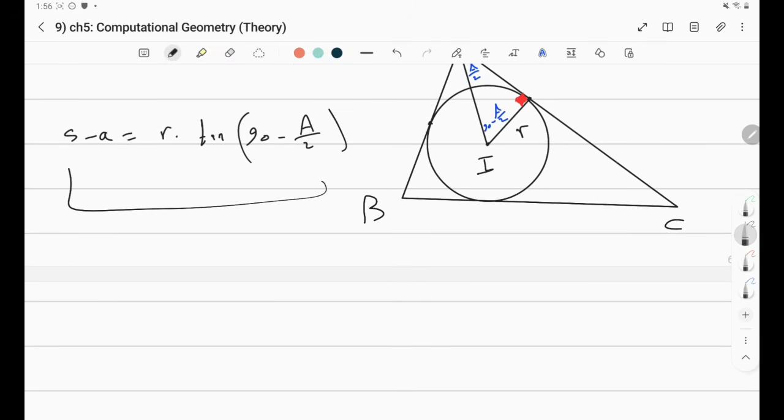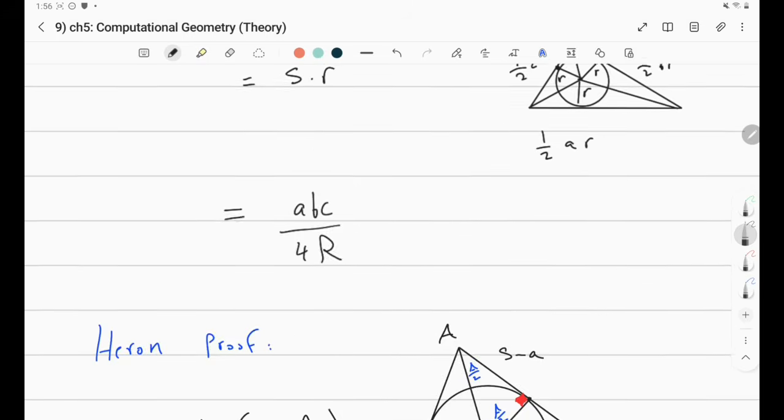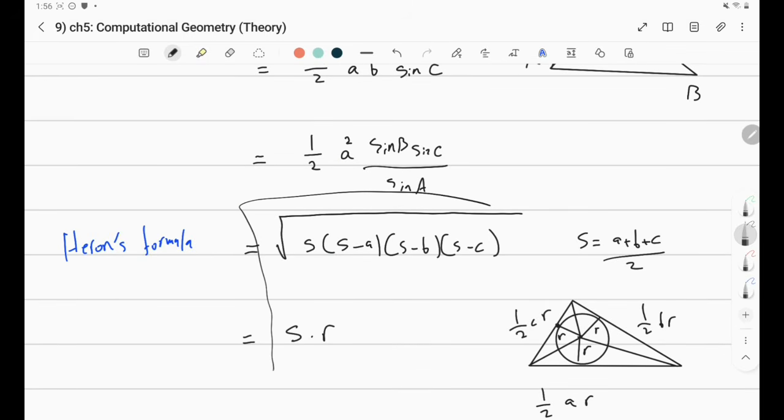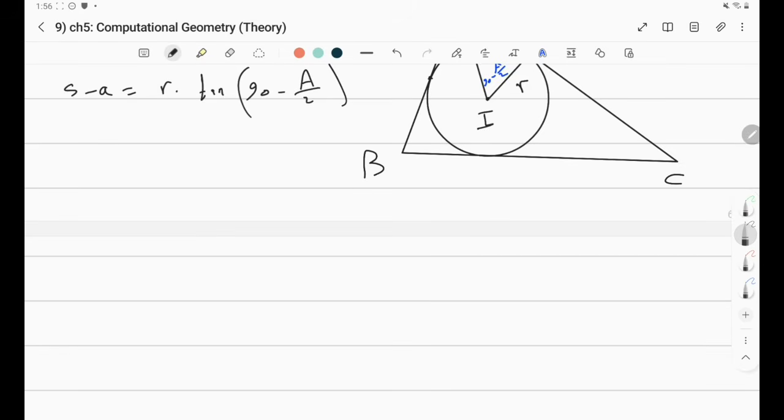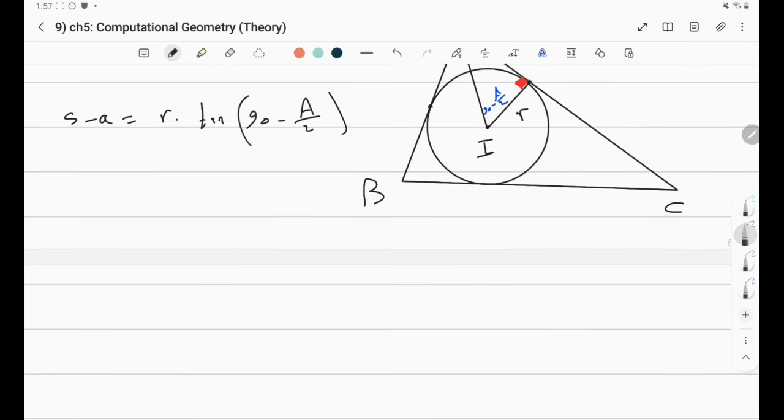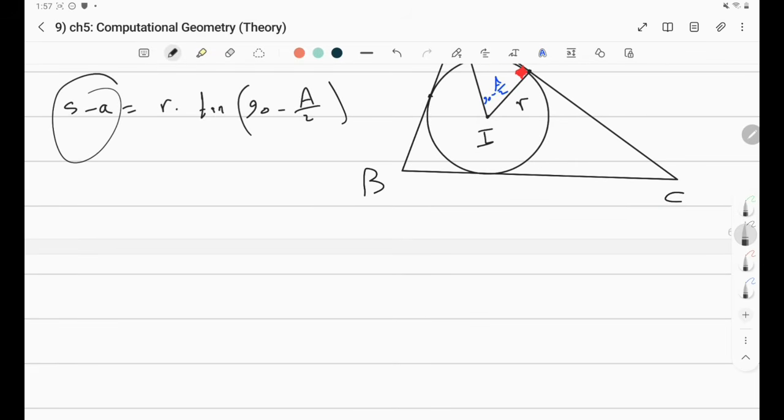So now we just want to plug in Heron, right? So Heron was this thing here, and we want to show that it's equal to SR. If you can show this, then we're done, because we have shown that SR is actually the area. So let's try to prove that. Of course now we know S minus A, S minus B, S minus C, and we know actually S is their sum, right? S is S minus A plus S minus B plus S minus C, which is just the sum of these guys.